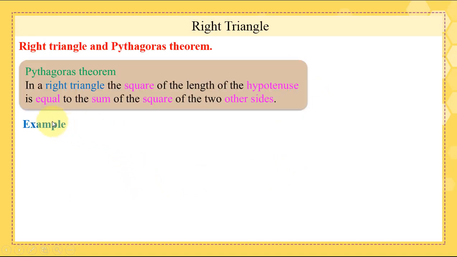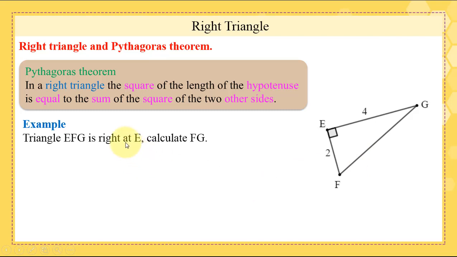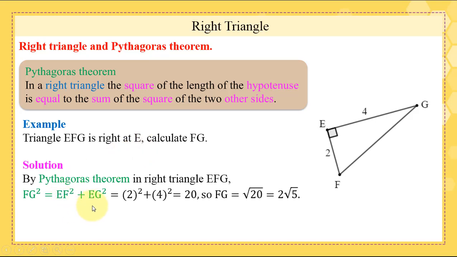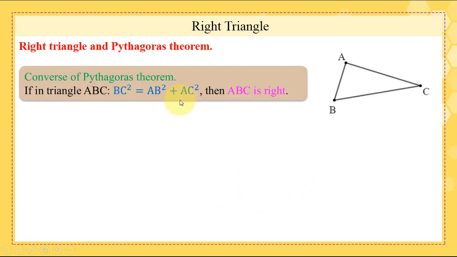Right triangle and Pythagoras theorem. Pythagoras theorem is a theorem that helps us to find the missing length of a certain side in a right triangle. It states that in a right triangle, the square of the length of the hypotenuse is equal to the sum of the squares of the two other sides. Example, in triangle EGF, you have the lengths of EF and EG. You can find the length of FG by applying Pythagoras because it is a right triangle at E. FG squared is equal to EF squared plus EG squared, which is equal to 20. Then FG is equal to radical 20, which is equal to 2 radical 5.